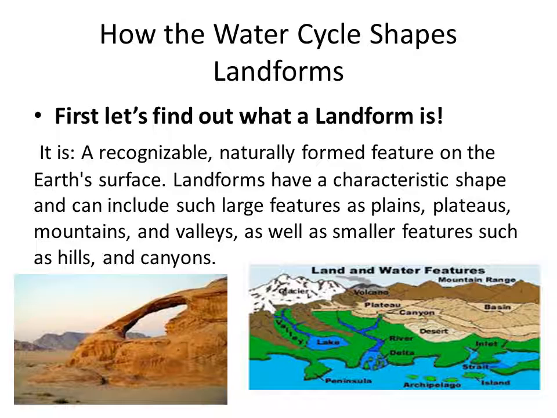You can see from the first picture, this is high desert, and it used to be an ocean at one time, and you can see how the water formed a hole in this rock naturally. And here next to it is a picture of the land and water features. You can see what lakes are, the peninsula, the delta, the river, the desert, canyons, plateaus, and so forth.